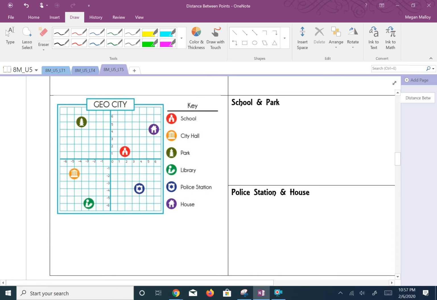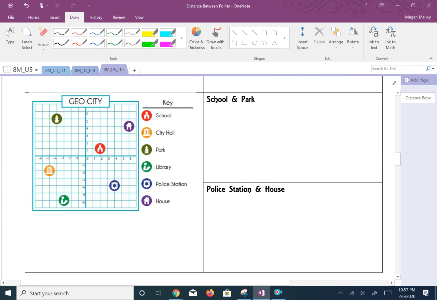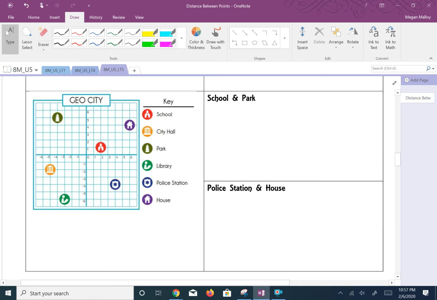Alright, so if we're looking at our last example here, we have our GeoCity, and we are looking for the distance between, in our first example here, between the school and the park. So the school is our red schoolhouse, and the park is the tree. So if I am looking for the distance between those two, again, I need to create a right triangle since I'm looking for a diagonal distance.